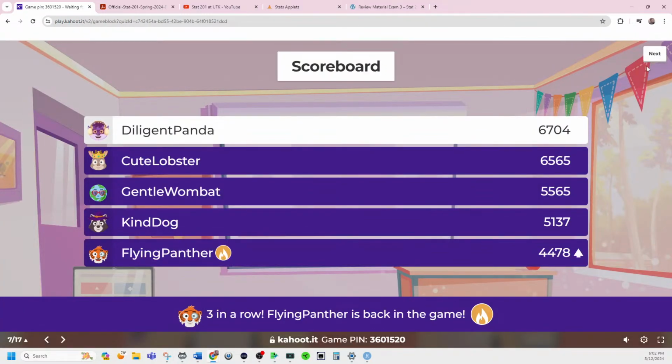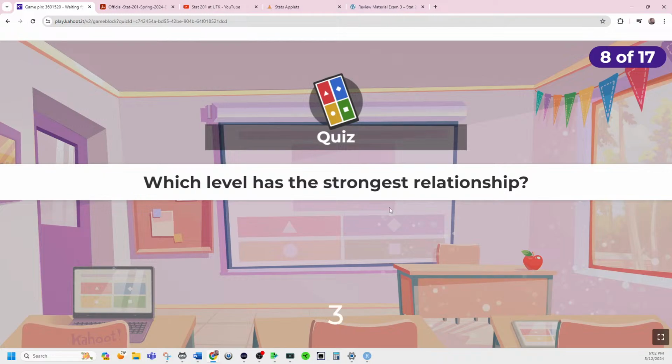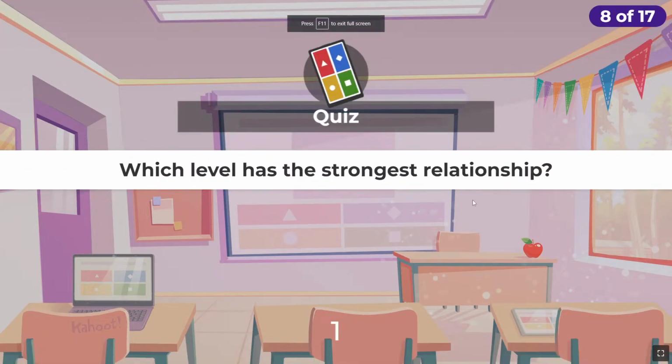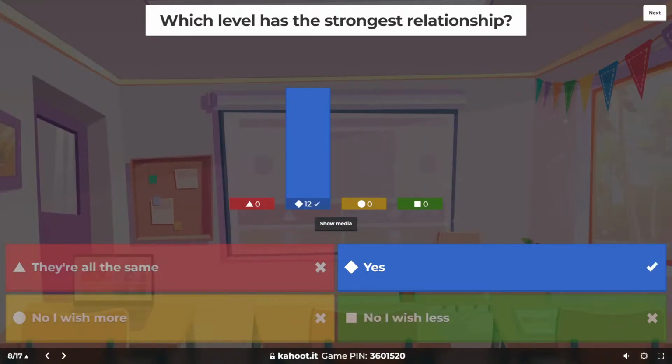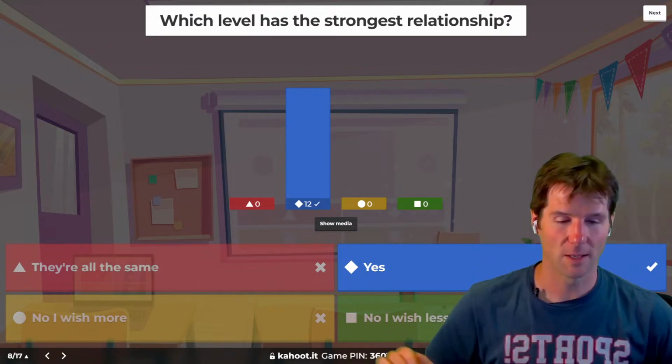Next, leaderboard: diligent panda, cute lobster, gentle walnut, kind dog, and flying panther. Which level has the strongest relationship? Go ahead and tell me right here, which level has the strongest relationship? Pretty easy to see if you know what strongest means by this. The strongest means steepest. And it could be negative, it could be positive. Everyone got that. I like that. Wow, nice job right there.